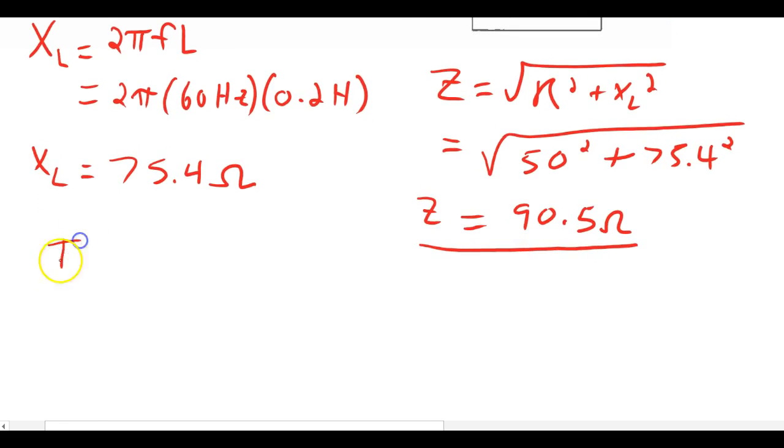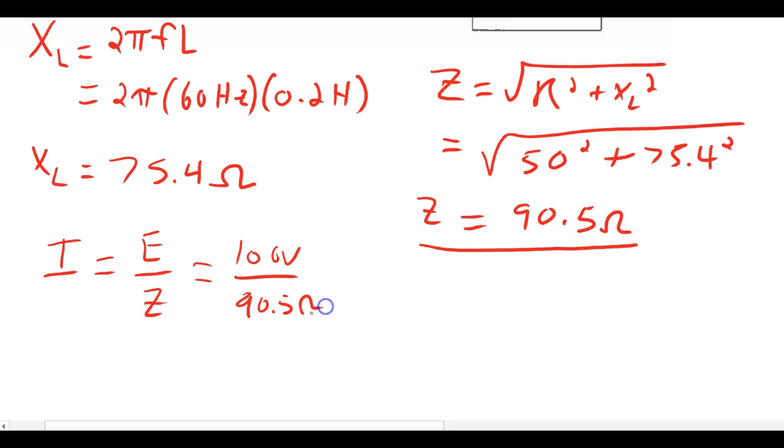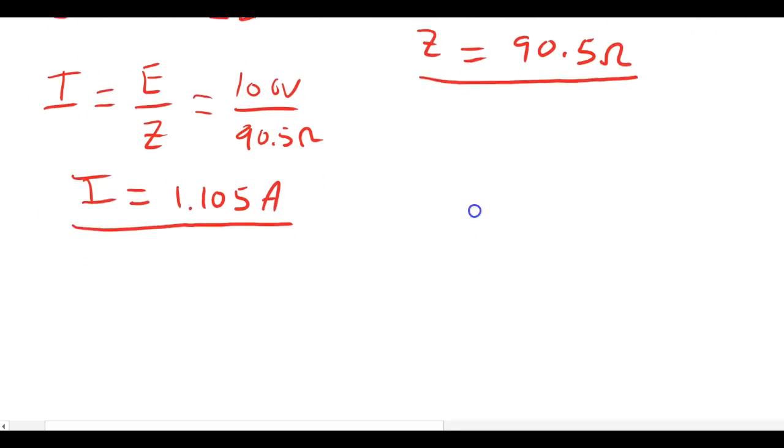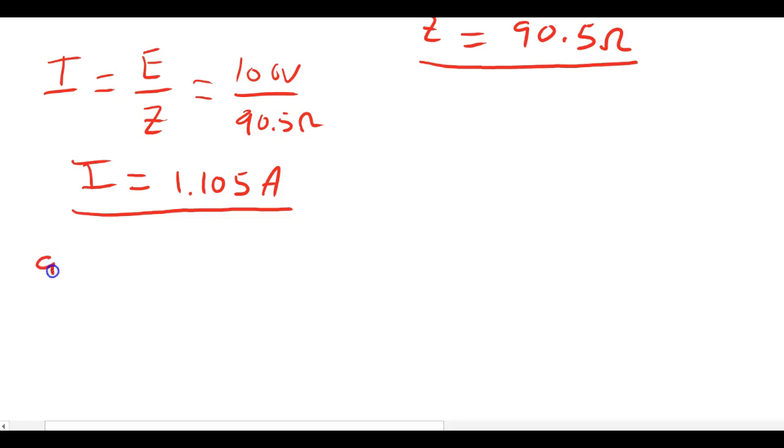So circuit impedance is necessary to calculate the current. So the current in the circuit then will be equal to E divided by Z. We have 100 volts divided by an impedance of 90.5 ohms. The circuit current then will have a value of 1.105 amps. Now that current goes through each component in the circuit. So we now have enough information to calculate the power.